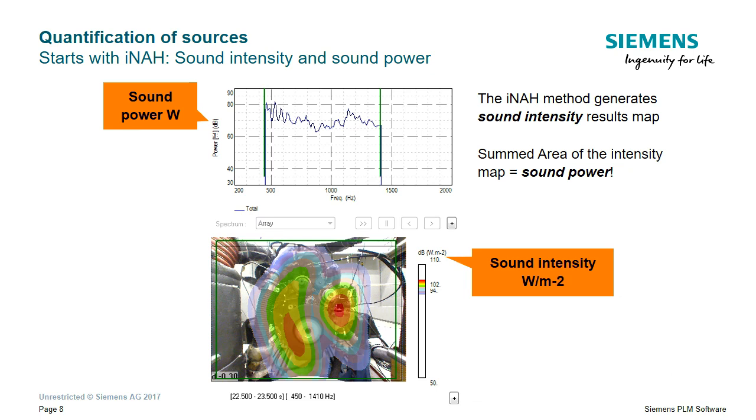I mentioned in the introduction that we can also quantify sources. And with quantifying, I mean that we can estimate the sound power of a different component or a different zone. The way it works is like this. If we apply this iNAH technique, we actually get results in sound intensity, as you can see in the unit of the color axis at the bottom. So watt per square meter.